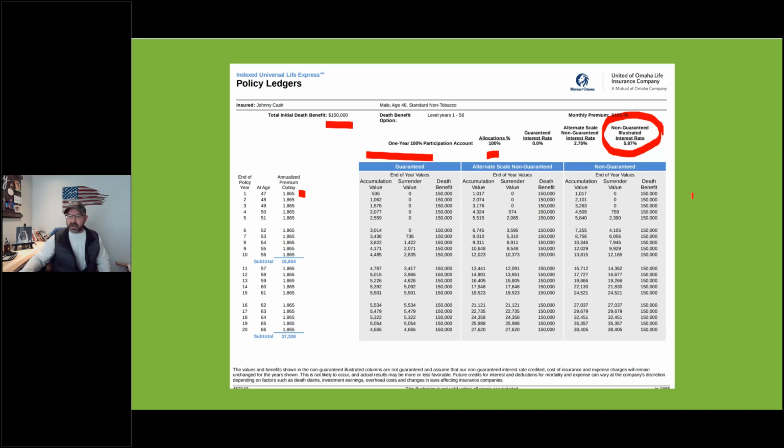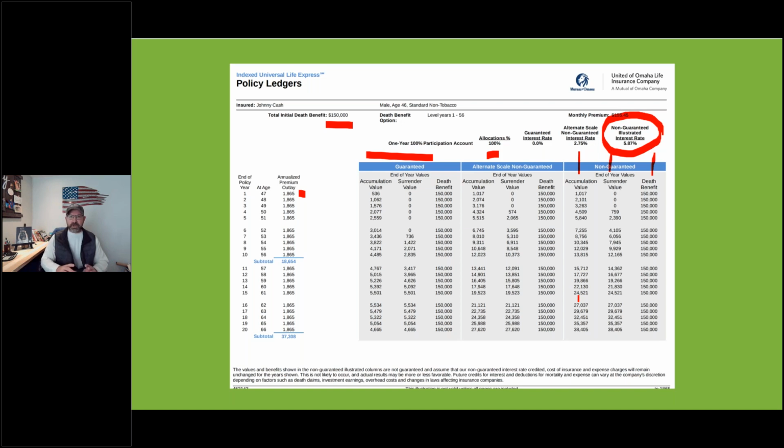So as you can see here on the non-guarantee, there's three different columns. There's the accumulation value, there's the surrender value, and then there's the death benefit. We're only dealing with level death benefit, which means if they die, this is the amount that the beneficiary is going to receive. The cash accumulation or surrender charges, this is if the client decides, you know what, I want to surrender my policy. Well, as you can see, they are equal here.